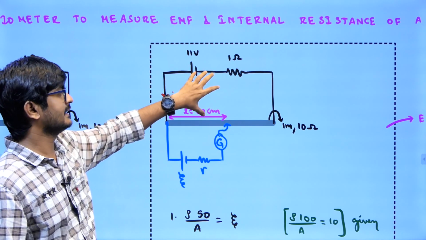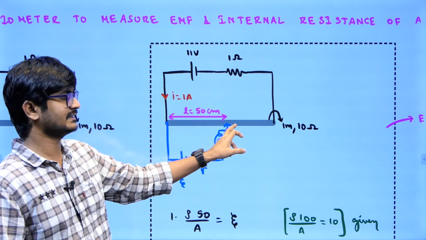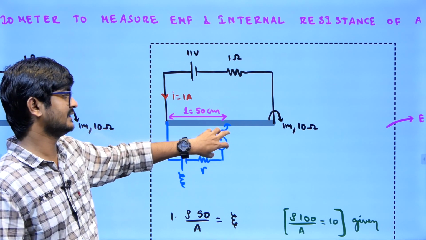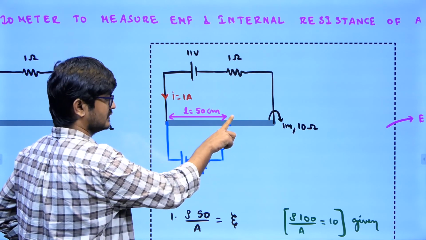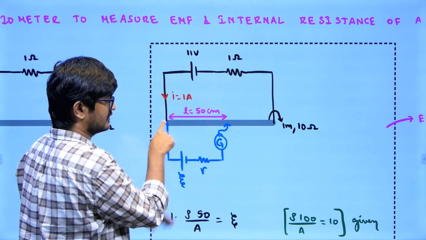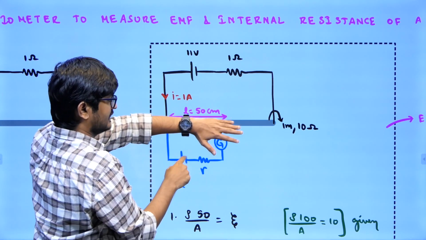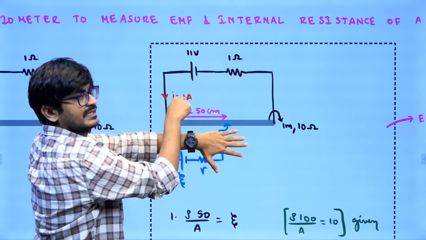Now, in regular usage of a potentiometer, what will happen? We will move the jockey in such a way that there will be zero deflection. The meaning is there is no current flowing through this part. If there is no current flowing through this part, there won't be any current flowing through this part also. Or else I can say this circuit will behave independently, as if this is not there. So whatever current we calculated will remain the same, 1 ampere.